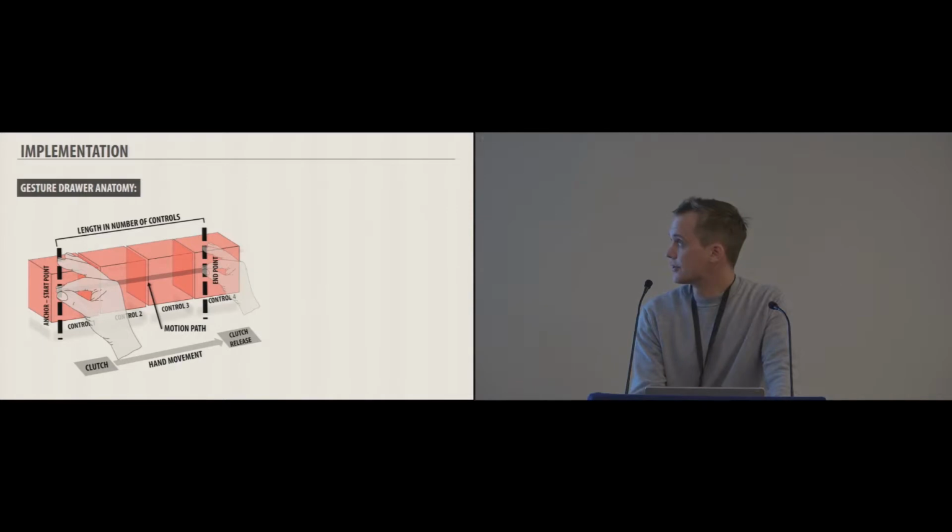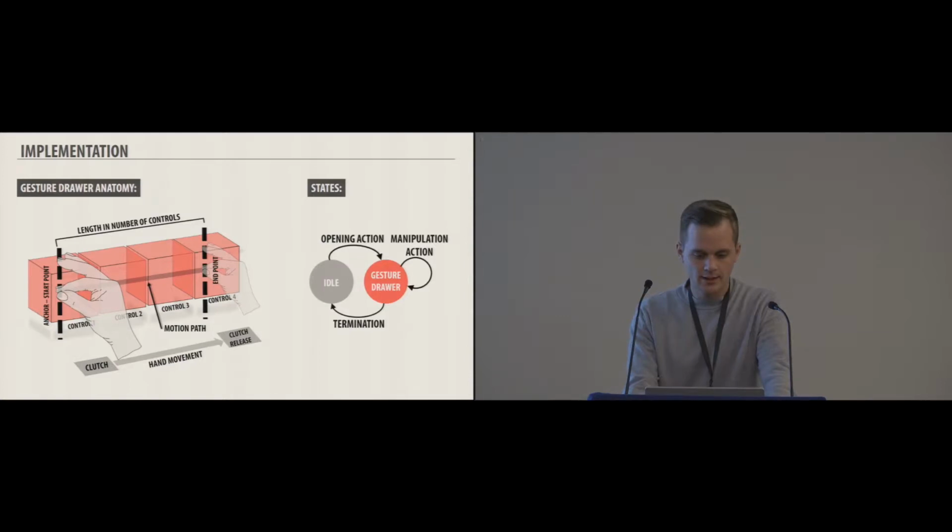To implement GestureDrawer, we had to do strokes through midair, and we did that by having this reserved clutch gesture as a grasp, and by adding hand motion to it, we then could generate those gesture states: recognition, continuation, and termination, meaning that we'd only need to move our hand once per action.